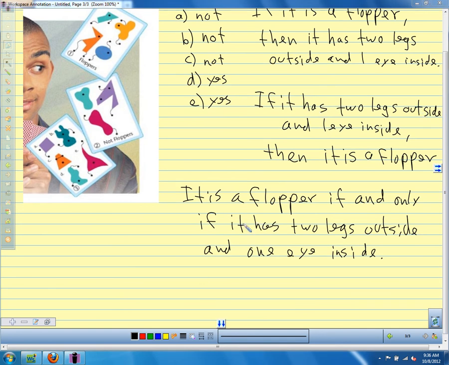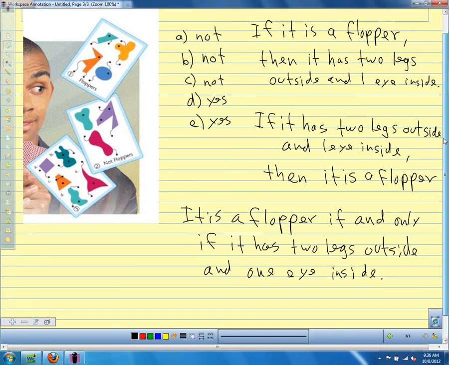So here's our definition, our biconditional statement. If and only if is a biconditional. And here are our 2 conditional statements that are combined to make this biconditional statement. So I can take these 2 conditional statements and turn them into a biconditional statement. I can also break this if and only if, this biconditional statement, into 2 conditional statements, a statement and its converse.